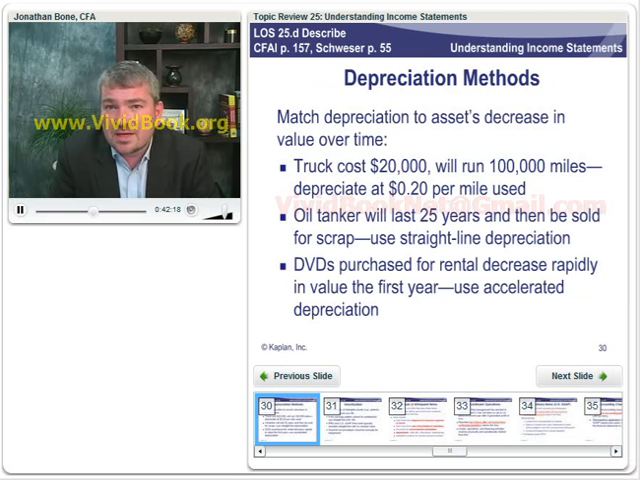You've got an oil tanker that will last for 25 years and then be sold for scrap. And we're going to use straight line depreciation. So we just take the cost minus its scrap value over 25, its estimated useful life, and that gives us our depreciation expense.